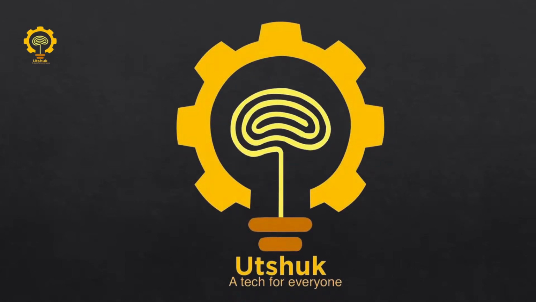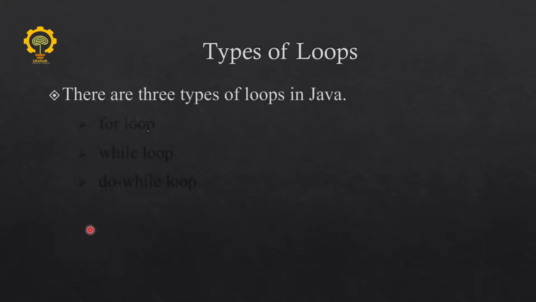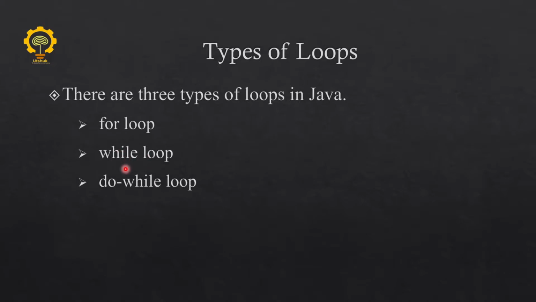This is our part 10 video tutorial on Java programming. In this video tutorial, we're gonna cover the types of loops in Java. In the previous section videos, we have already covered the for loop and while loop. So in this video tutorial, we're gonna cover the do while loop. So let's move to the content.